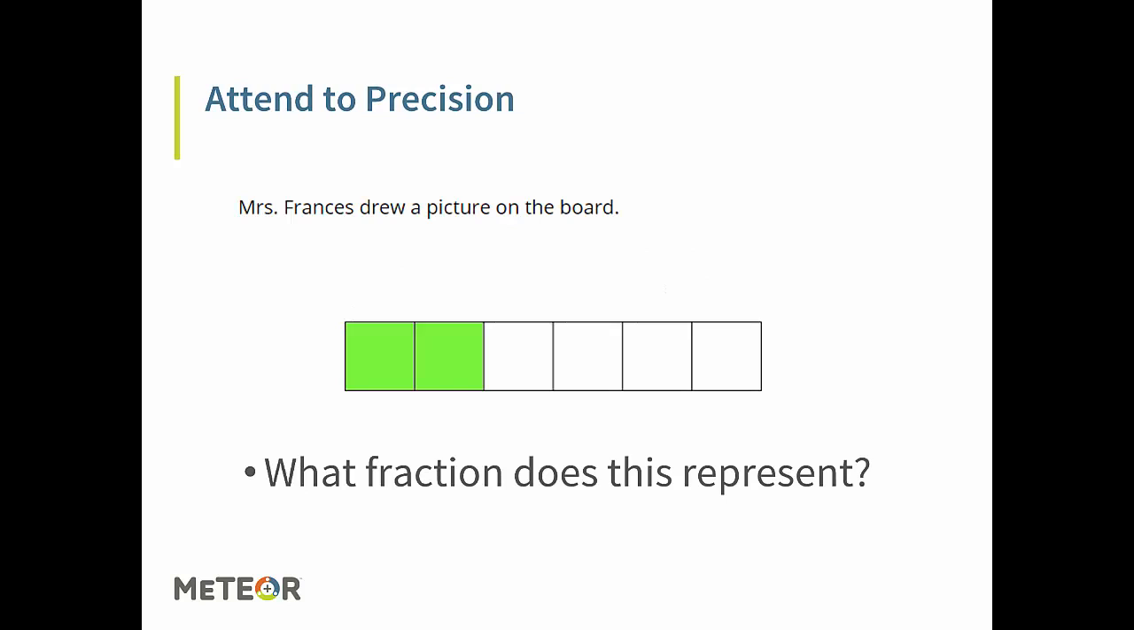Here's another task. Mrs. Francis drew this fraction bar on the board. Then she asked her students what fraction it represents. Emily said that the picture represents 2/6. Raj says that the picture represents 2/3. Because Raj believes that 3 squares make a whole, so the 2 shaded squares represent 2 out of 3, or 2/3. Sherry said that the picture represents 2. To Sherry, each square represents 1 whole.